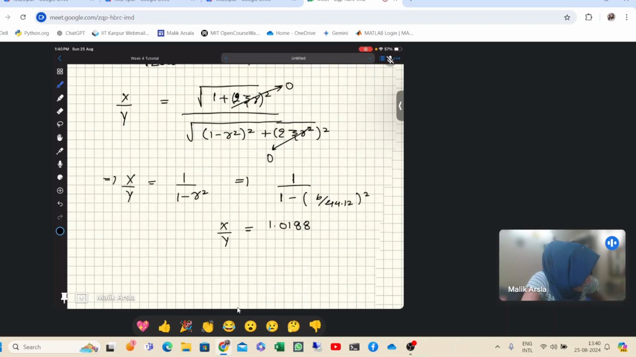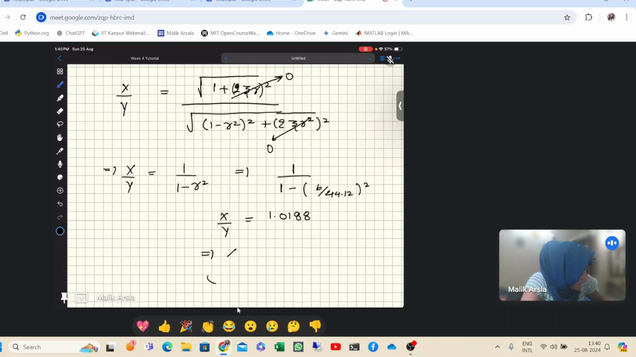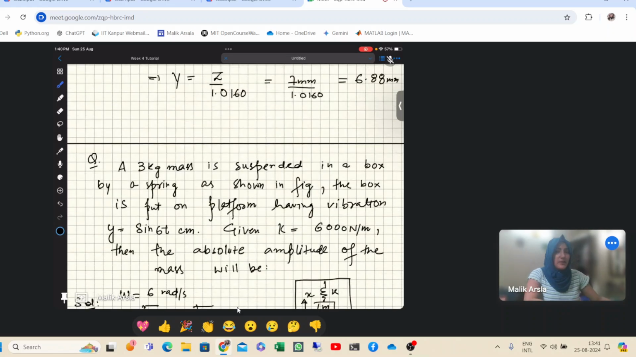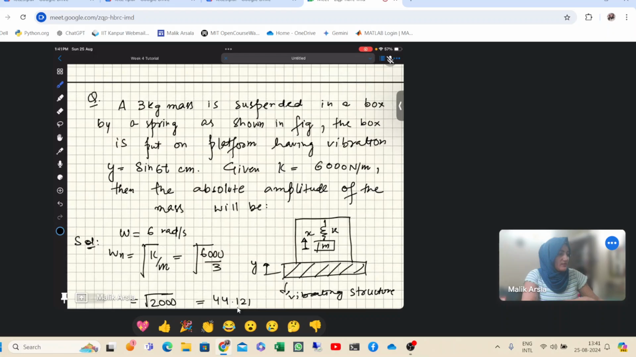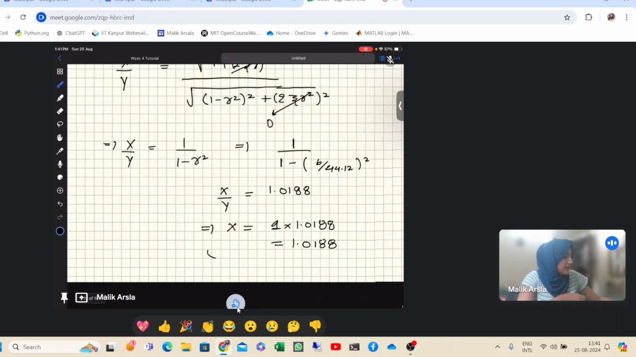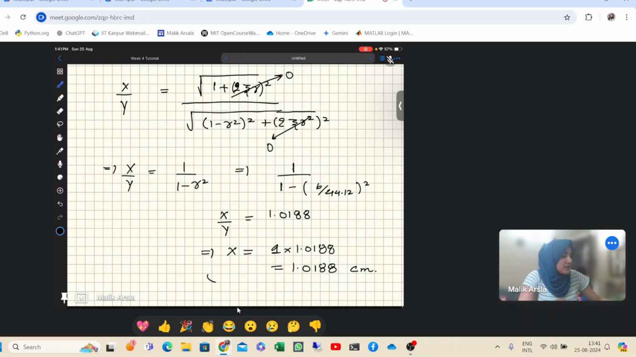Now since y is 1, it will be 1 into 1.0188, simply 1.0188. Let me see if it was in mm. No, it's in centimeter. So here it's in centimeter, so this will also be in centimeters. So this is basically the absolute response of the mass m.